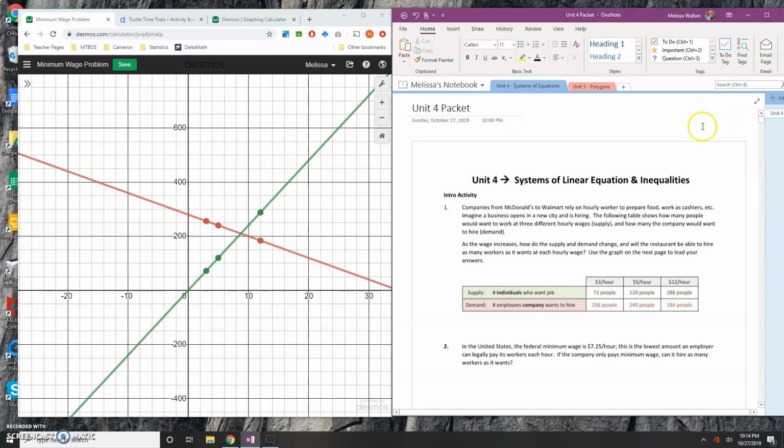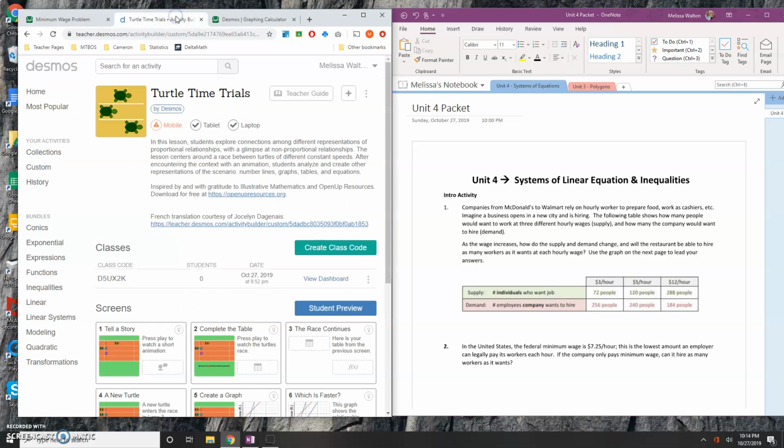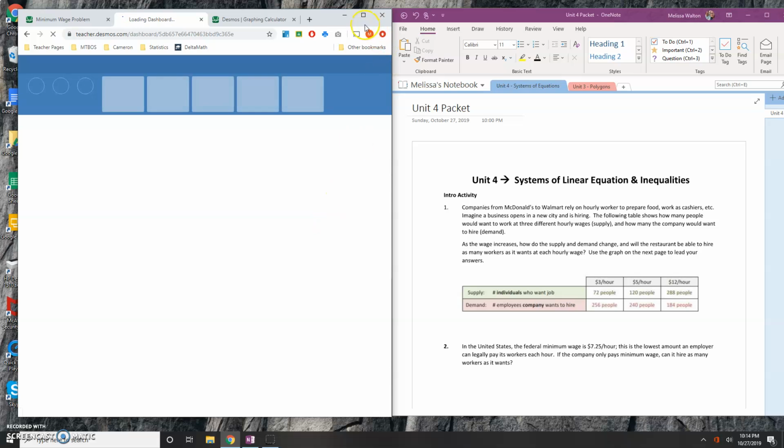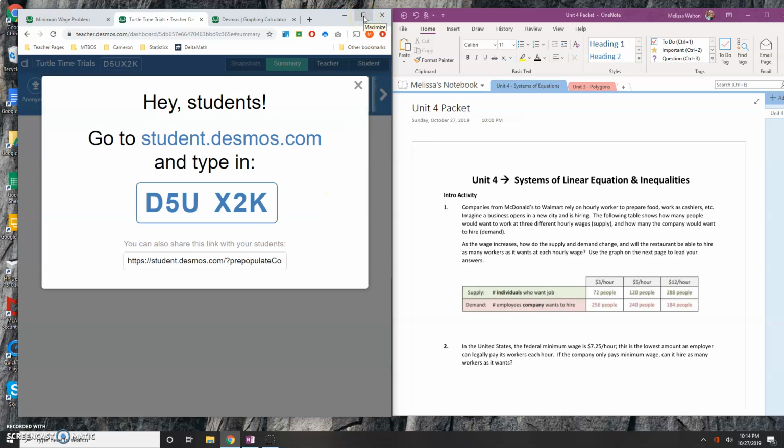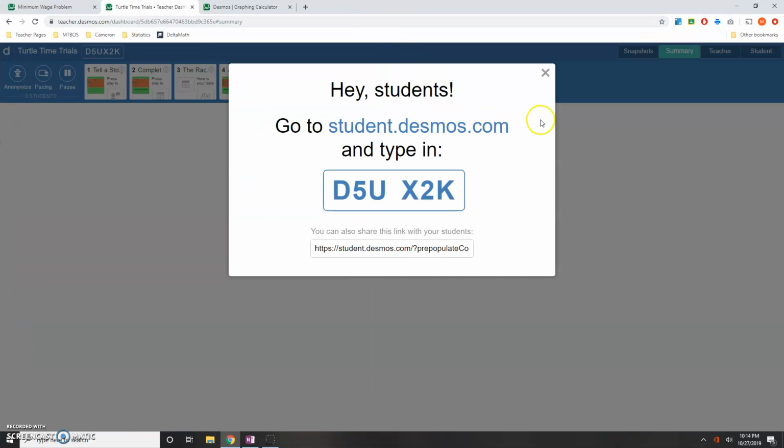So here's what you guys are going to do for practice. We have a fun Desmos activity, so you guys will need to grab some Chromebooks. What I would like for you guys to do is go to student.desmos.com, and your class code is D5UX2K. Have fun with this activity. You're going to see some turtles racing.